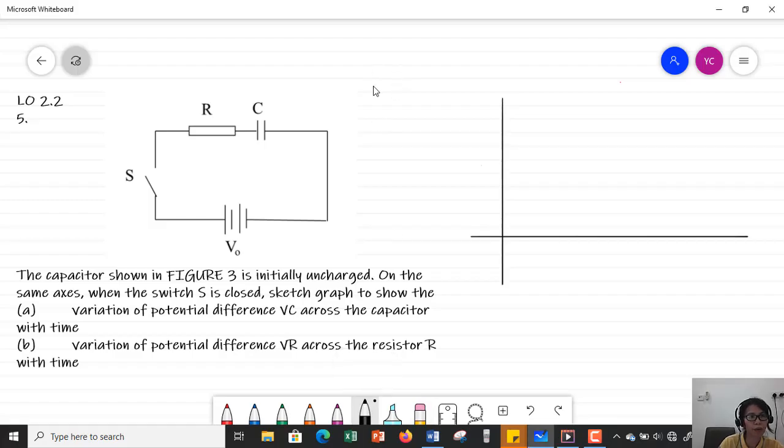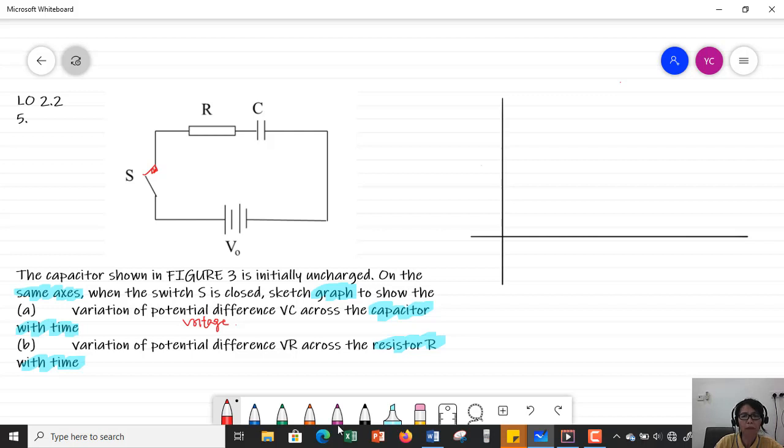So, boys and girls, question 5. The capacitor in figure 3 is initially uncharged. So, on the same axis, when the switch is closed, we need to sketch the graph that shows the variation of potential difference Vc across the capacitor with time, and also the variation of potential difference Vr across the resistor with time. So the potential difference here actually is referred to the voltage, understood? It's referred to the voltage.